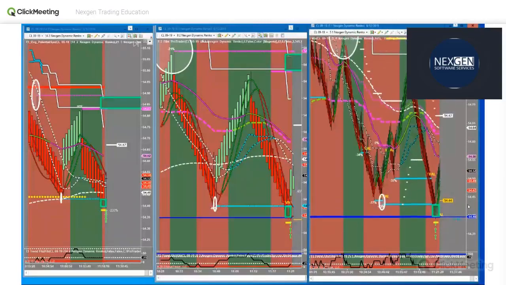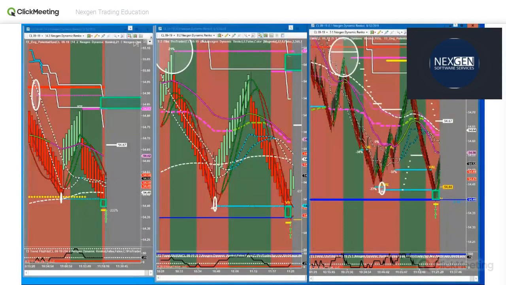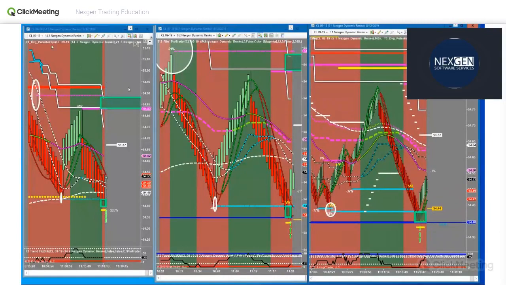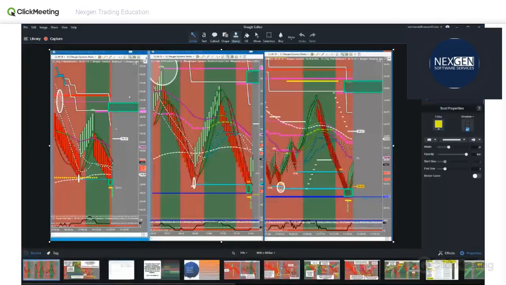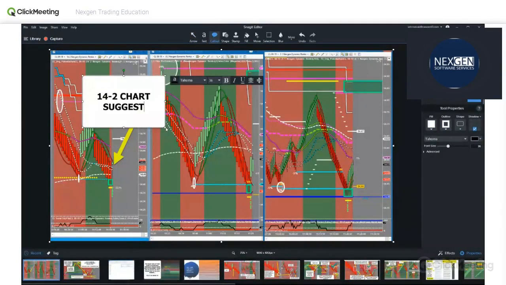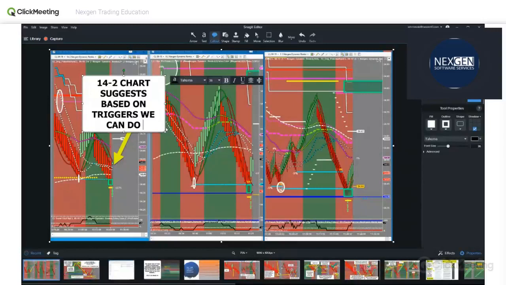This is what I want from you guys when you post your trades in the room, and when you save trades to your trading plan. I want you to do something like this. Look, three charts, because it's important to have all 3 charts. Because the first thing you're going to do is say the 14.2 chart suggests, based on triggers, we can do pivot stop out long.